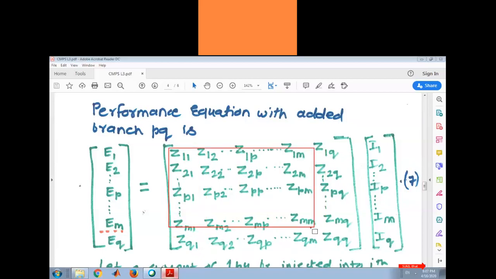This portion is a known portion. So I want to find out what will be the values of ZQ1, ZQ2, ZQN, Z1Q, Z2Q, ZPQ, ZNQ, and ZQQ. If I am able to find that, I have added one branch successfully.